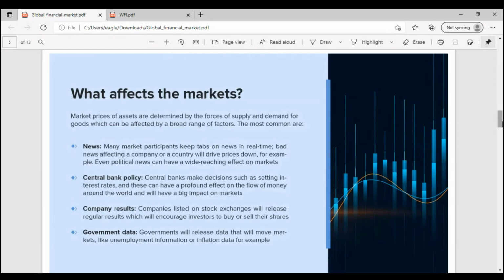Second is central bank policy. Like I said, the Feds make decisions such as setting interest rates, and this can have a profound effect on the flow of money around the world, which will have a big impact on the markets. If we can remember vividly, I think 2 or 3 months ago, when the Feds gave a thesis that there is likelihood of increasing the interest rate on the dollar, we can see what the dollar did.